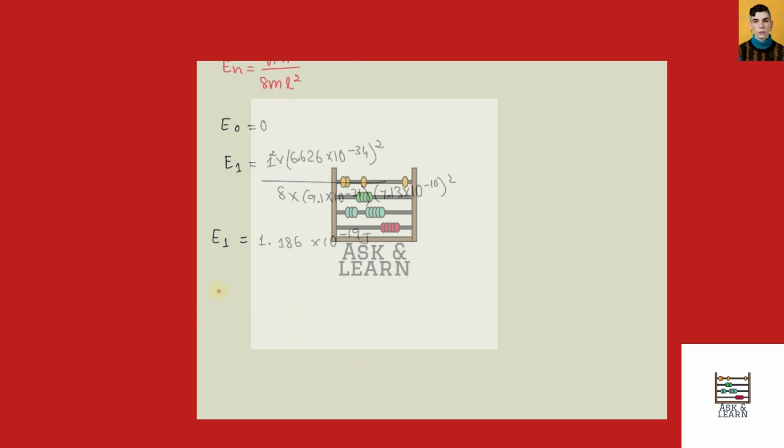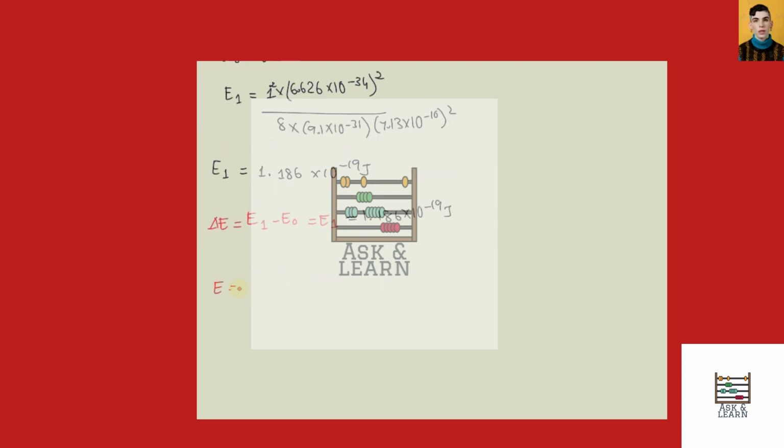Now we calculate the del E value, which is given by E1 minus E0. E0 is 0, and hence del E is equal to E1, which is 1.186 into 10 to the power minus 19 joule. We know that E is equal to h into nu, and nu is equal to c by lambda. On rearranging this, lambda is equal to hc divided by E.